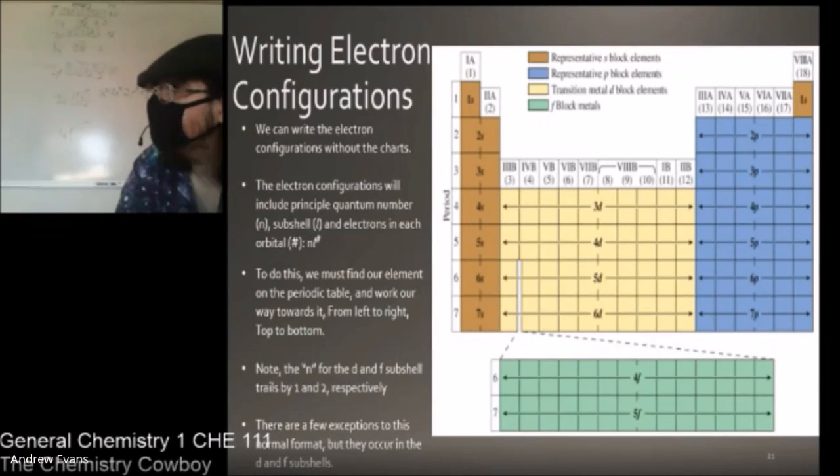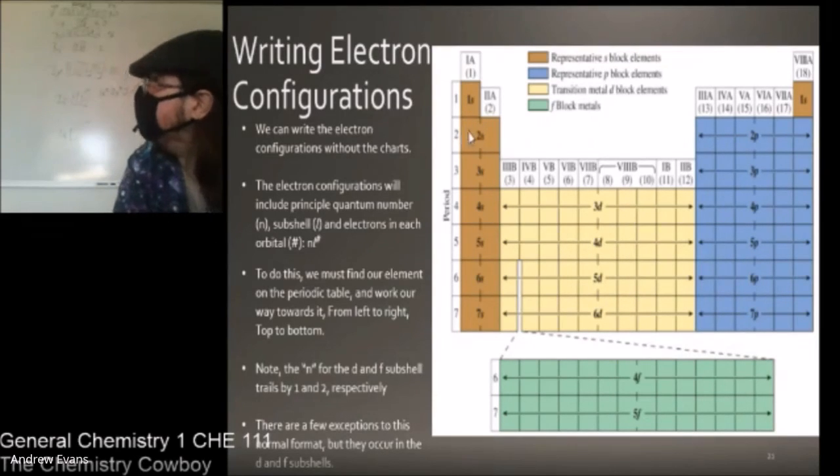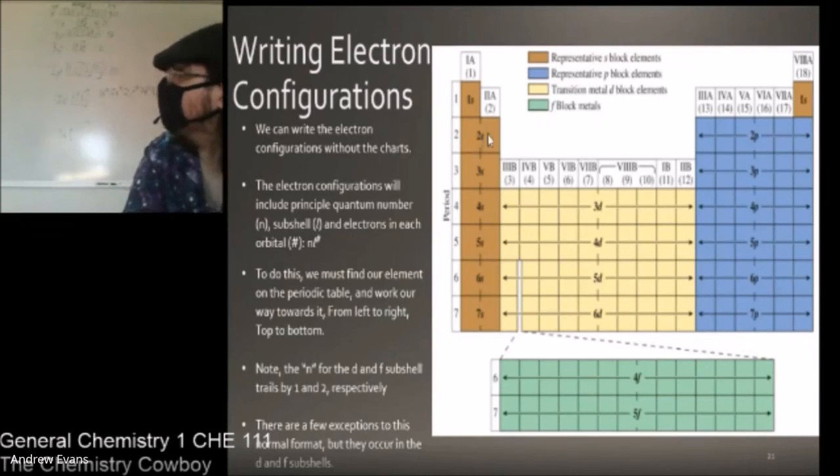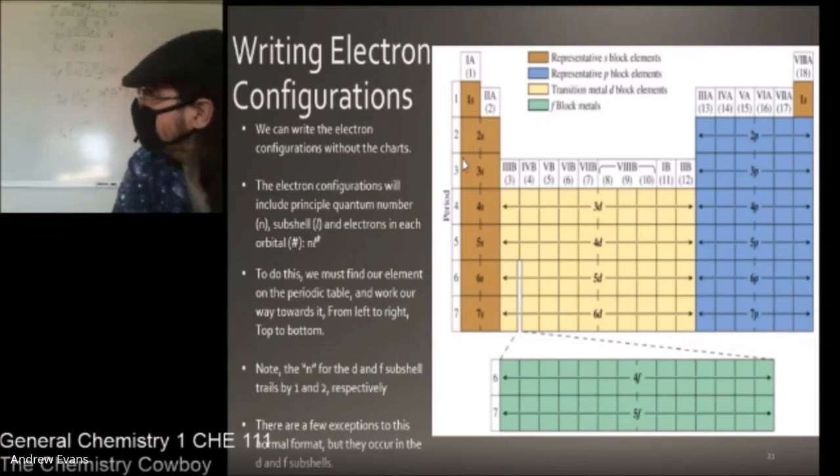Above the transition metals, I wrote D, and above the lanthanides and actinides, I wrote F. Essentially, in here, these elements are filling in their various orbitals at a time. Each row will designate the highest energy orbital that is filled. So row 2 will be filling the 2s and 2p.